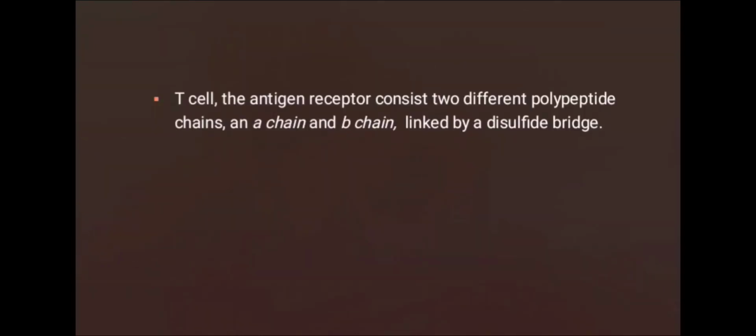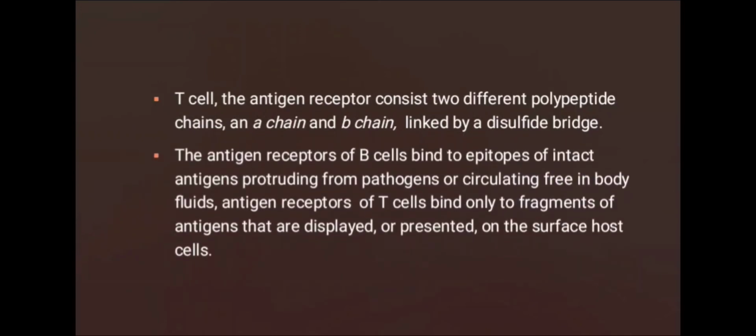The T cell antigen receptor consists of two different polypeptide chains, an alpha chain and a beta chain, linked by a disulfide bridge. Near the base of the T cell antigen receptor is a transmembrane region that anchors the molecule. The variable regions of the chains together form a single antigen binding site. The antigen receptor of a B cell binds to epitopes of intact antigens, protruding from pathogens and circulating free in the body fluids. Antigen receptors of T cells bind only fragments of antigens that are displayed, or presented, on the surface of a host cell. The host protein that displays the antigen fragments on the cell surface is called the major histocompatibility complex, or MHC molecule.